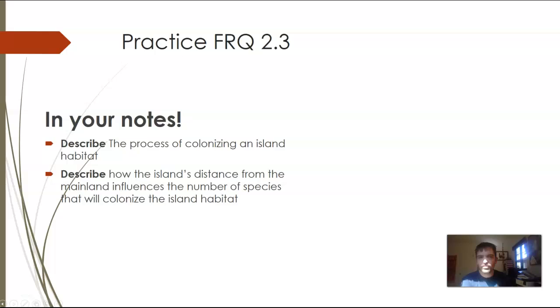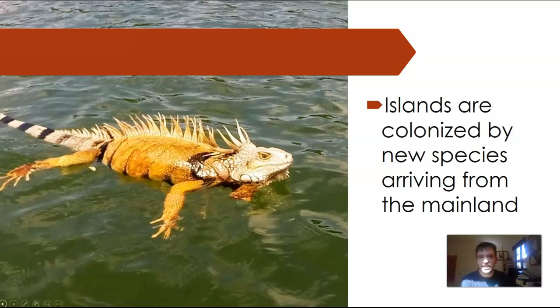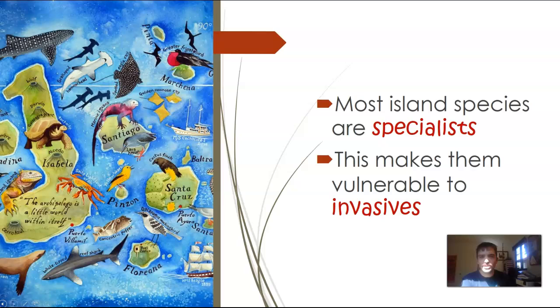So two more things is islands are colonized by new species and also from humans now. And most island species are specialists, meaning they have really specific things that they need. They require really specific food and really specific conditions. And so they're really vulnerable to invasives. Because if anything gets disturbed, they can go extinct. So invasive species, when they get introduced to islands, it's like escalated. And in places like Hawaii, we see much bigger rates of extinction.